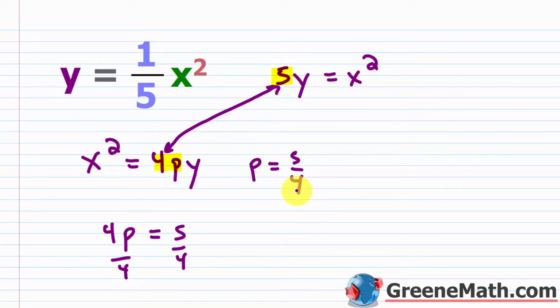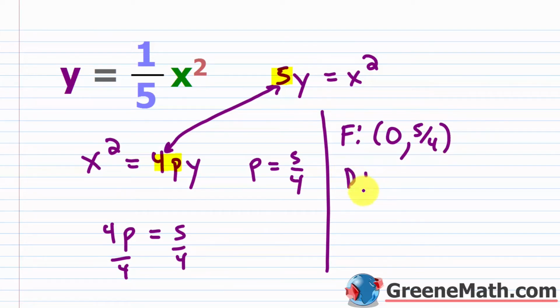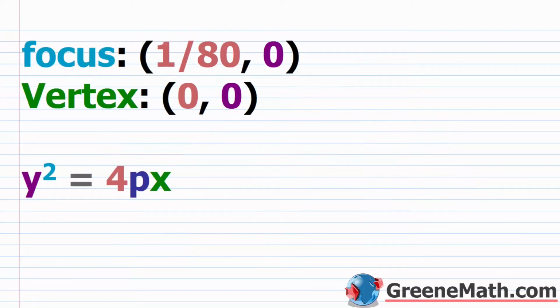So again, the focus is (0, p). So the focus is (0, 5/4). The directrix, what is it? y equals the negative of this, negative 5/4. It is a lot to take in and remember, but you write your notes, you do your practice, it will come. Okay, let's look at another scenario.